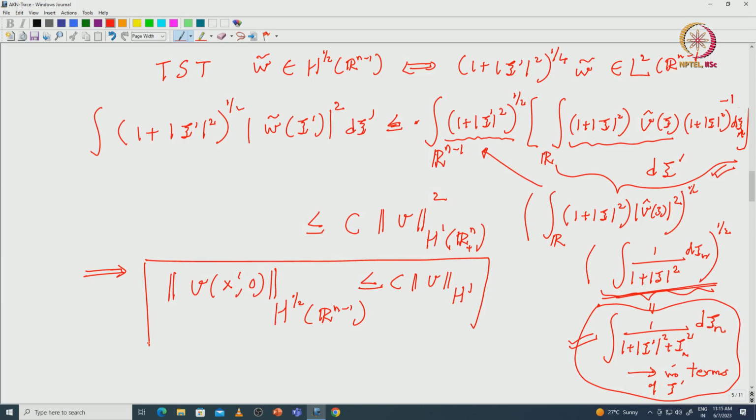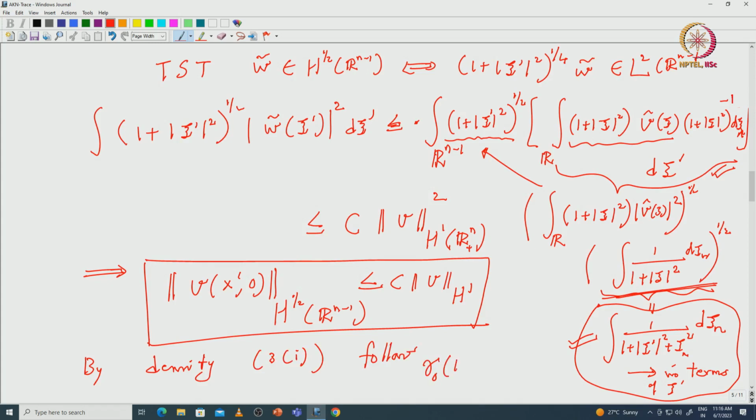And now by density, 3 follows. By density, 3(1), the first part follows. That means gamma naught of H1 is contained in H half, on the appropriate domains.